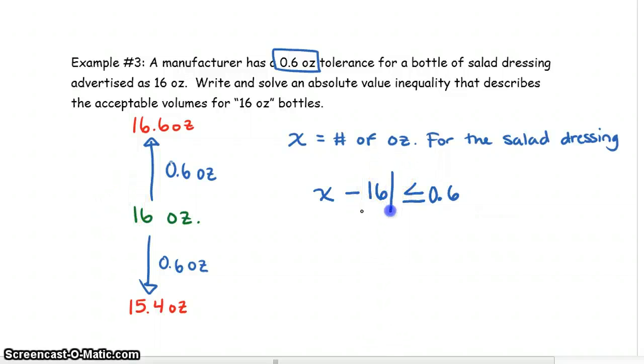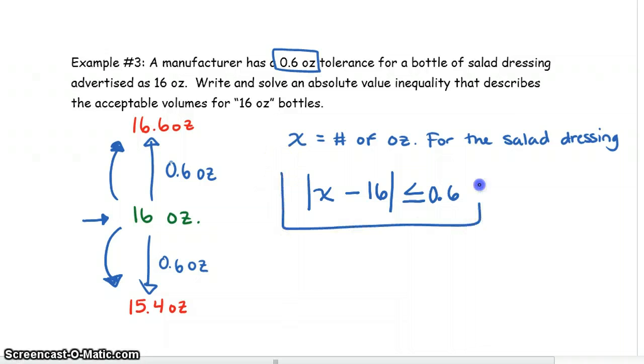it has to be the absolute value of x minus 16, considering that we are going in both directions. So we can be at 16.6 ounces, or we could be at 15.4 ounces, and the absolute value allows us to go in either direction of the 0, which in this case is technically 16 ounces. And that's our inequality.